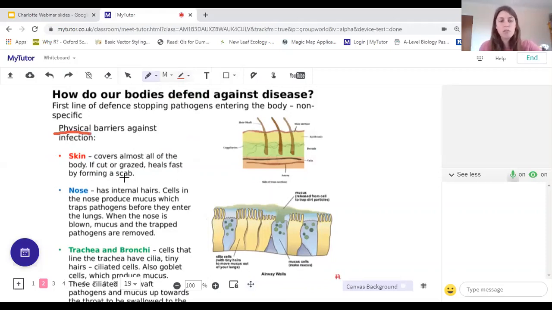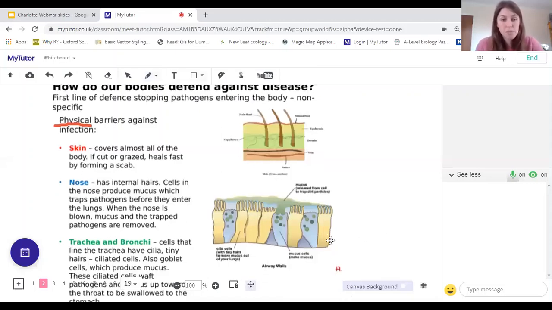So first of all, we've got our skin. It covers almost all of our body, and if cut or grazed, it heals fast and forms a scab. If you have a look at your skin, it's pretty much impermeable. It is a really good barrier for anything trying to get into our bodies.